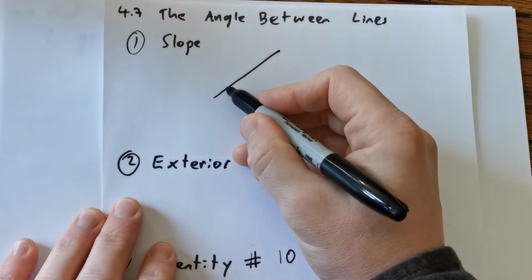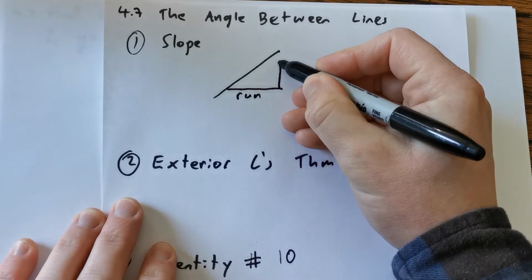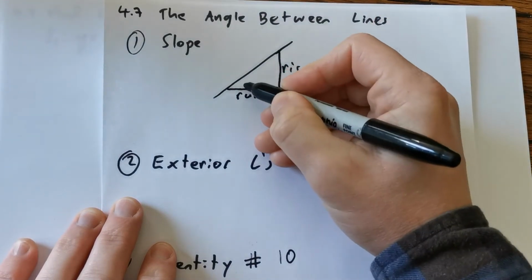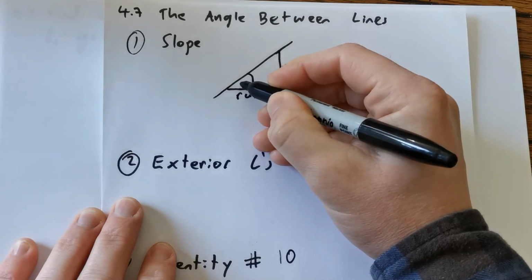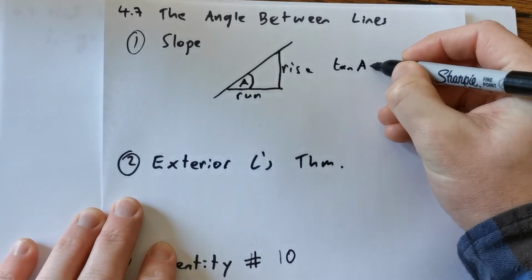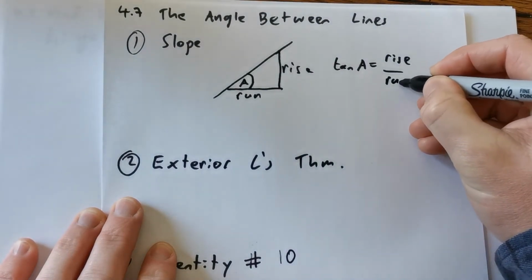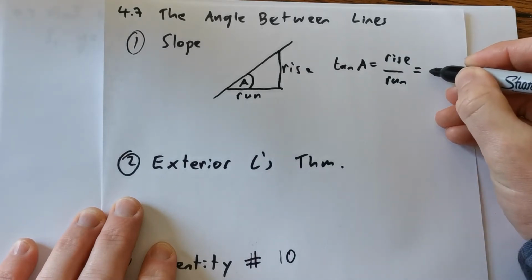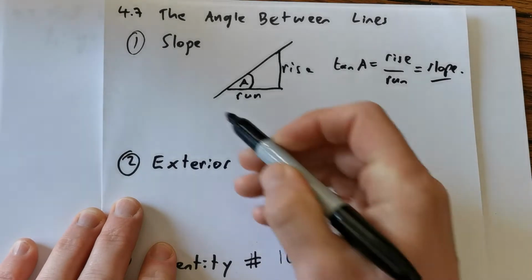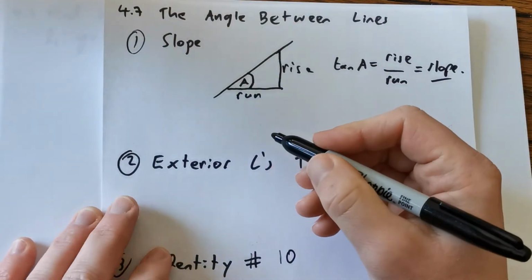Every line has a run and a rise that can be compared in a ratio. And if I just call that angle A, you can see there the tan of that angle is equal to the rise over the run. And that's precisely our definition of slope. So we can find the slope of a line by finding the tan of the angle it makes with a horizontal.